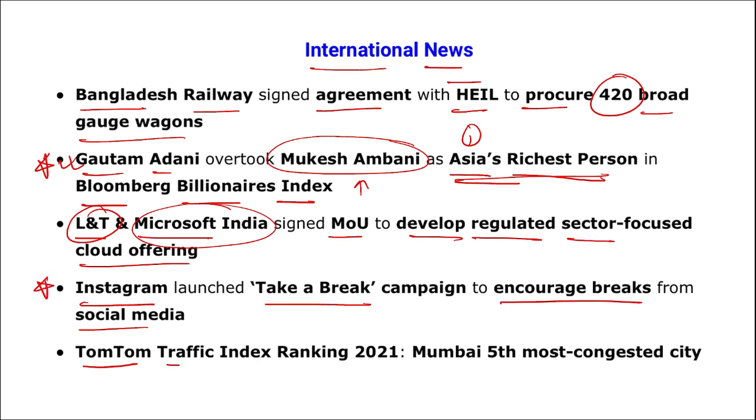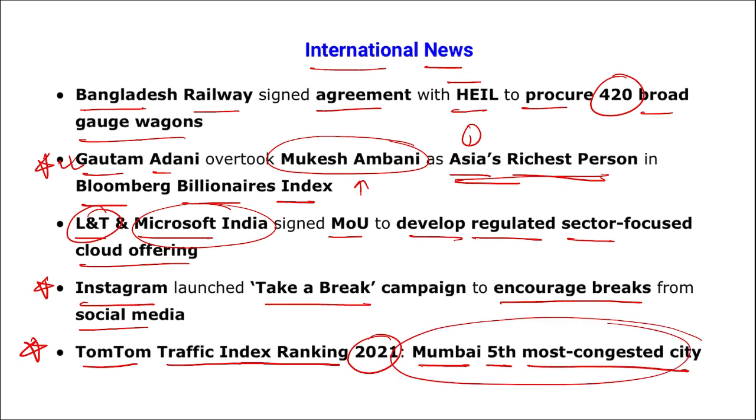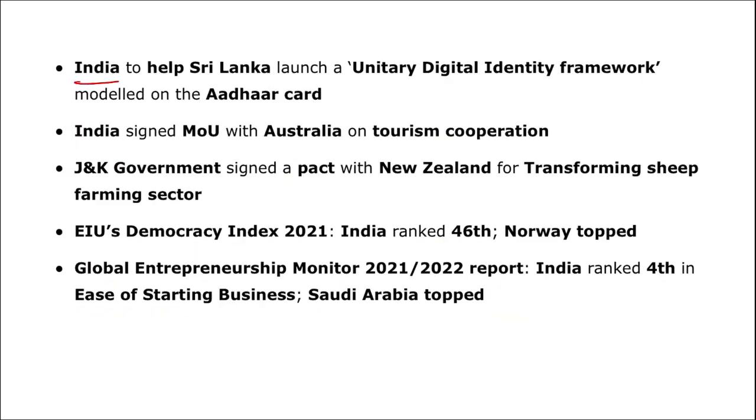Next is TomTom Traffic Index ranking for 2021, and it is an important one where you should know that the rank of Mumbai is 5th among the most congested cities. So it can be asked that Mumbai was ranked what in the most congested city category in the TomTom Traffic Index ranking. It was 5th. Next is India to help Sri Lanka to launch a unitary digital identity framework modeled on Aadhaar card.